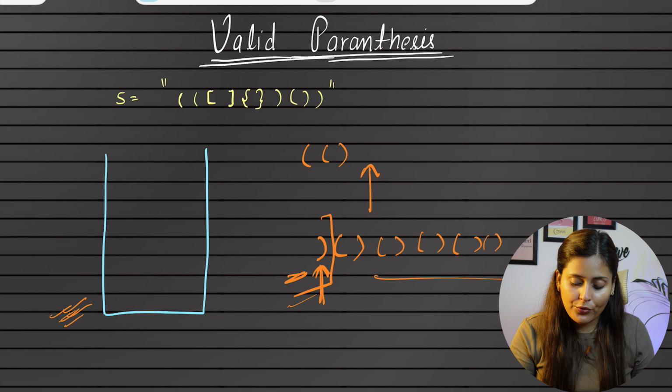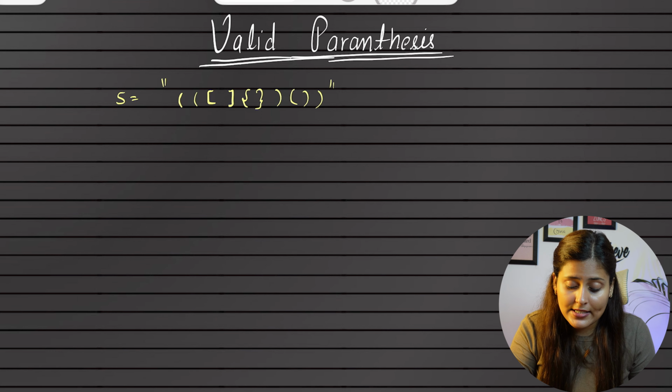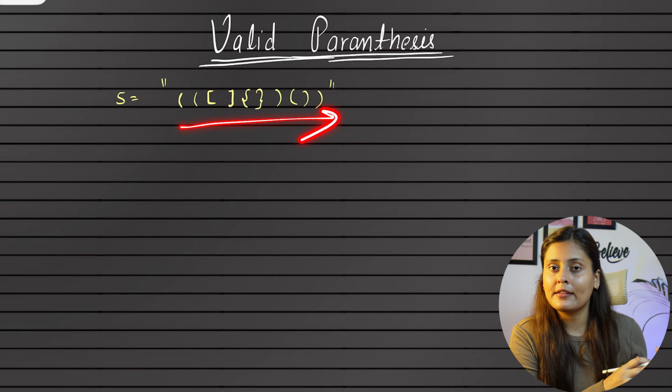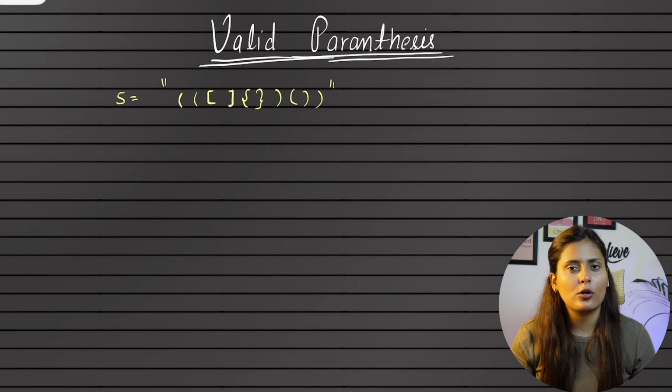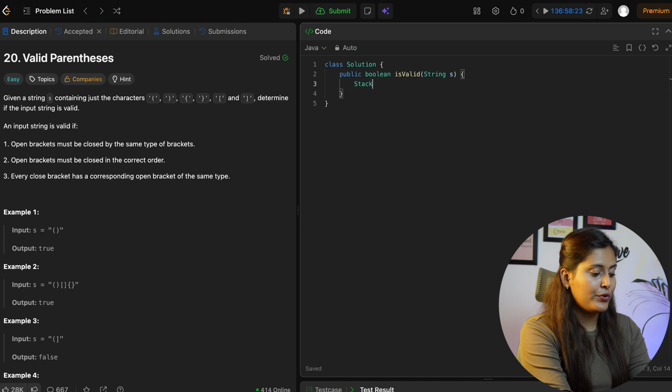So now let's write the code for this. Definitely the time complexity will be only O of n, because you are just iterating on every index one by one, correct? And you are just putting in the stack, so obviously for the stack also O of n space complexity. Okay, so let's write the code for this. First we will make a stack of type character.